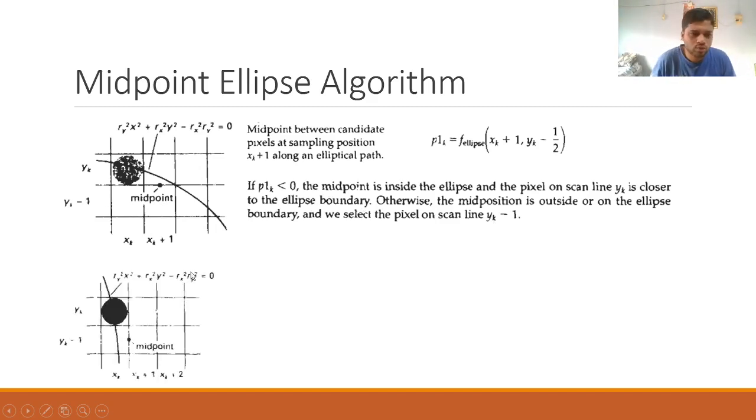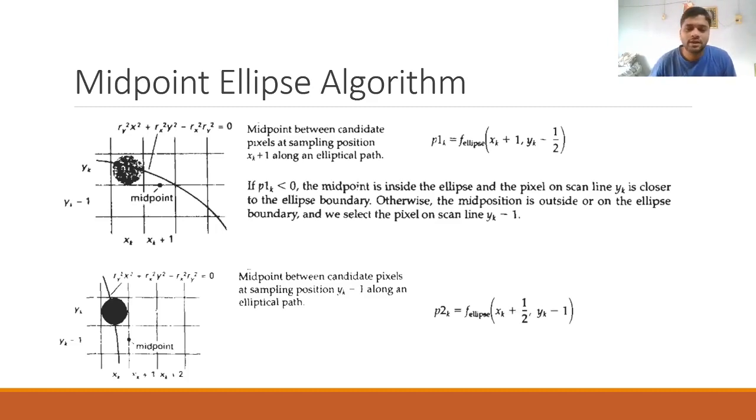In region 2, continuously y keeps on decrementing, and then it is the choice between x coordinates, whether to increment x or not to increment x, and that is being governed by the midpoint which is taken between xk and xk plus 1. Earlier we have taken the midpoint between yk and yk minus 1. Now we will take the midpoint between xk and xk plus 1. So the midpoint between candidate pixels at sampling position yk minus 1 along an elliptical path.